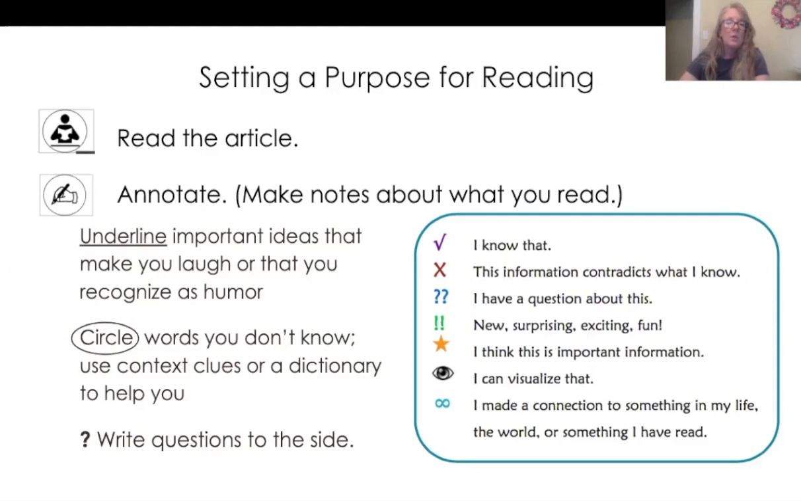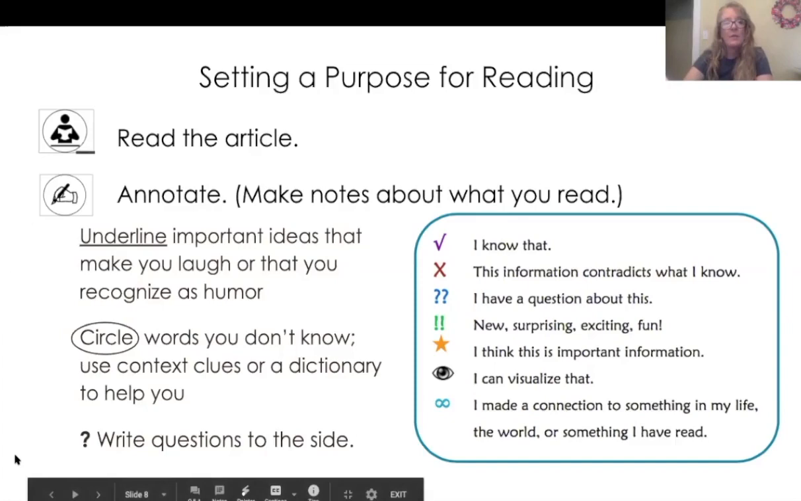Today, though, I want us to make sure that we're underlining important ideas that make you laugh or that you recognize as humor. You can then circle words you don't know, use context clues or a dictionary to help you understand those words, and then write questions or comments to the side, which you'll see I've done in my annotation. So I've got some sample ones there for you to the side so that if you want to use those, you can, or use your own.